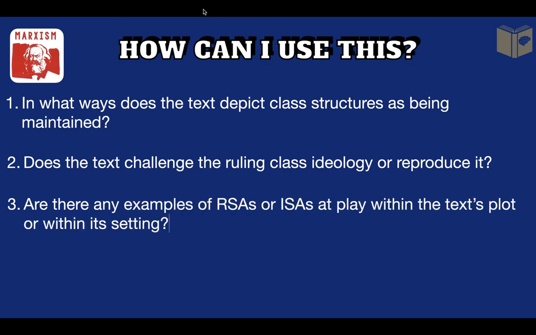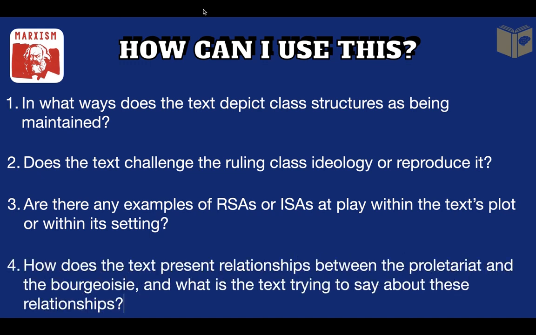Are there any examples of RSAs or ISAs at play within the text plot or within its setting? And then finally, how does the text present the relationships between the proletariat and the bourgeoisie? And what is the text trying to say about these relationships?